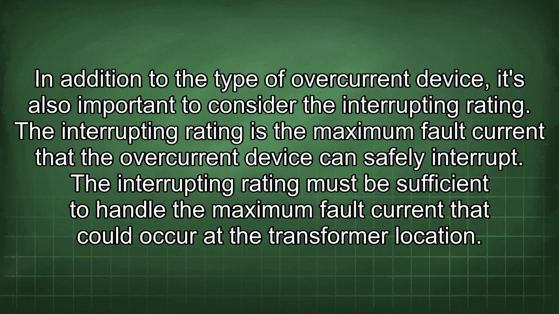In addition to the type of overcurrent device, it's also important to consider the interrupting rating. The interrupting rating is the maximum fault current that the overcurrent device can safely interrupt. The interrupting rating must be sufficient to handle the maximum fault current that could occur at the transformer location.